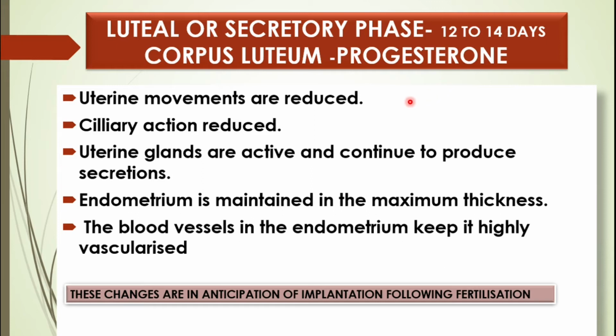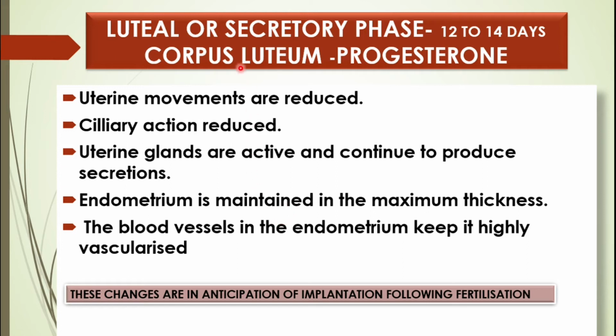Now, why is the uterus as well as the secondary sex organ behaving in this manner? This is because in case there had been insemination and fertilization, definitely the body should be preparing for implantation. The zygote has to implant itself in the uterine wall and develop into an embryo and a fetus. So these changes are happening during the luteal phase in anticipation of implantation leading to pregnancy.